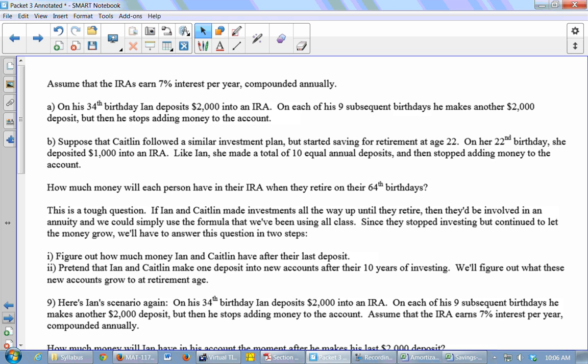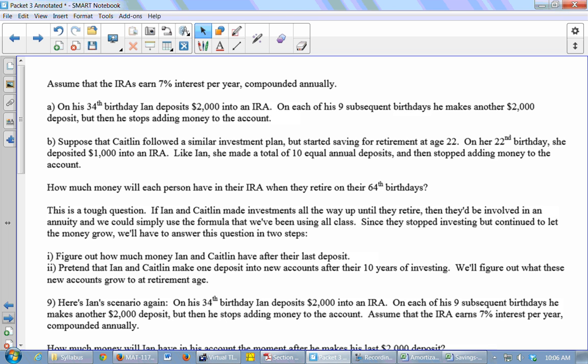Okay, so on Ian's 31st birthday, he puts $2,000 into an IRA. On each of his 9 subsequent birthdays, he makes another $2,000 deposit, but then he stops adding money to the account. So he's going to invest for 10 straight years, $2,000 a year.